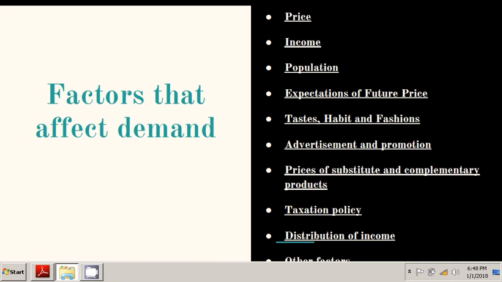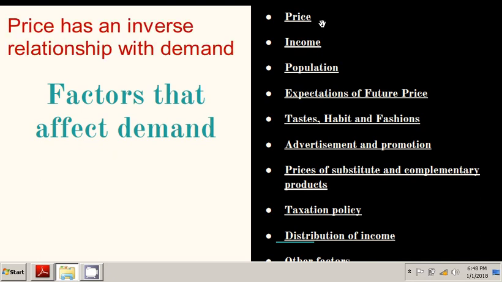What are the factors that affect the demand? First is price. Price is the most important factor that affects the demand. When price rises, the demand falls and vice versa.